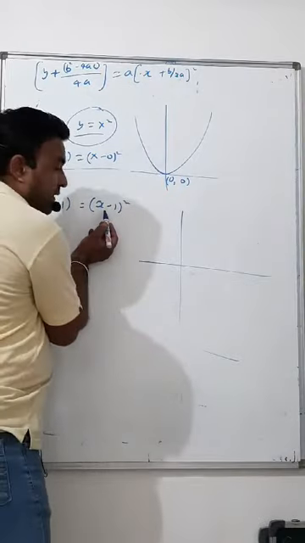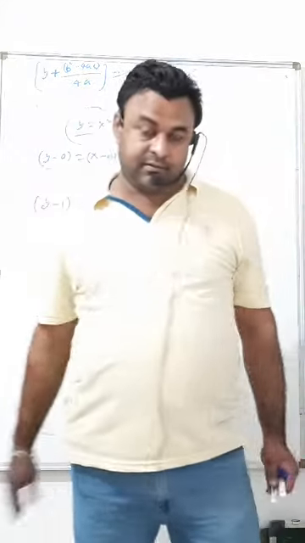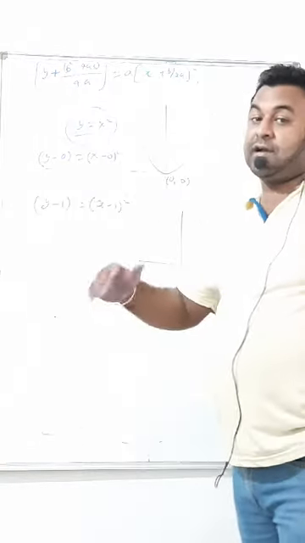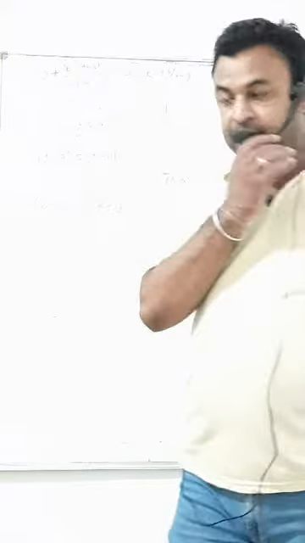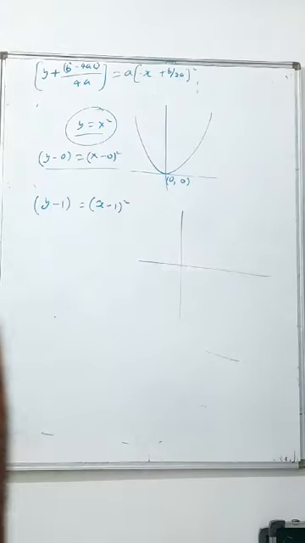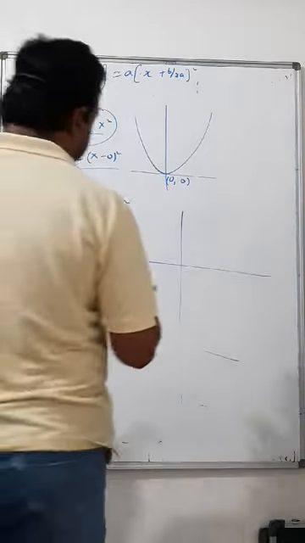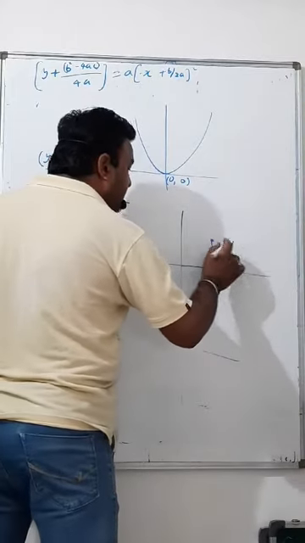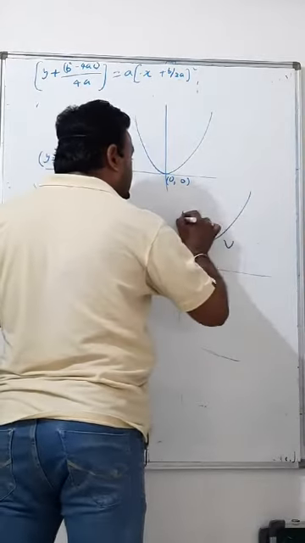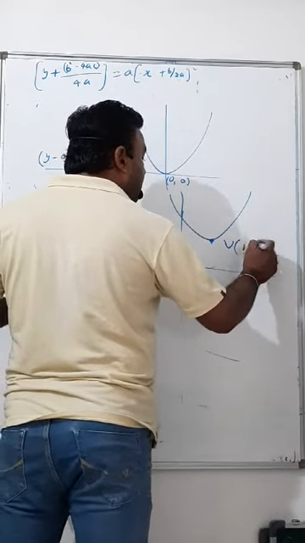If there is a minus, where there was x plus 1, it was shifted towards the minus x-axis. Then with y plus 1, it was shifted downwards along the minus y-axis. Now if I have written x minus 1 and y also minus 1, then definitely the graph will get shifted plus 1, plus 1. This will be the vertex here, this point 1.